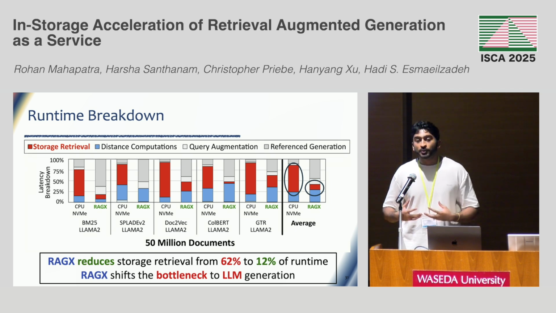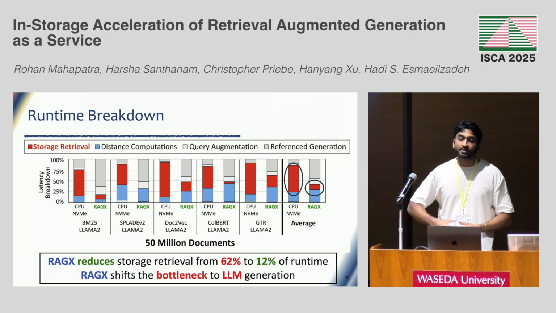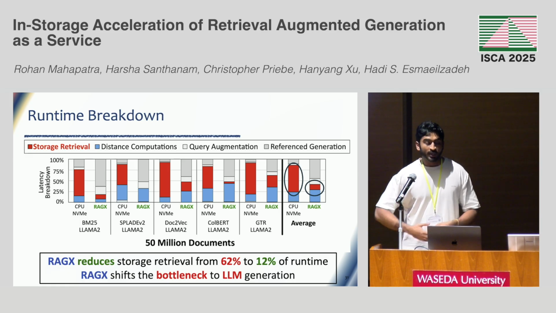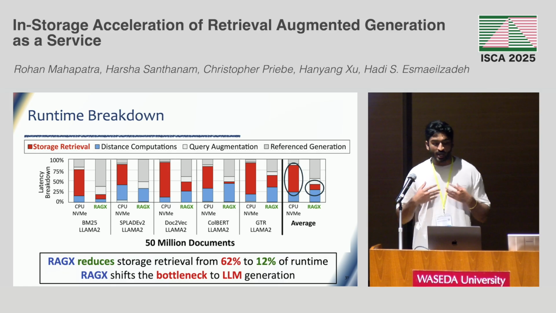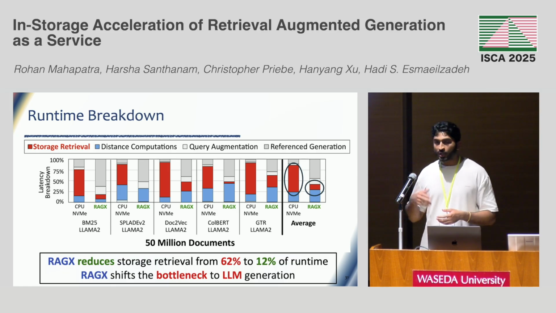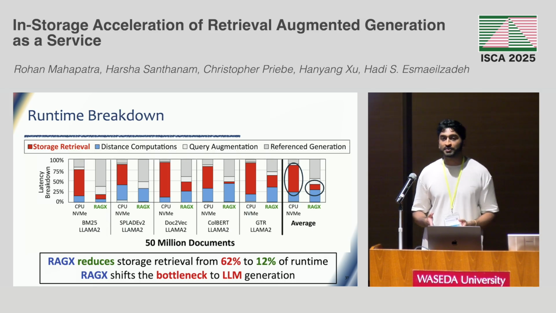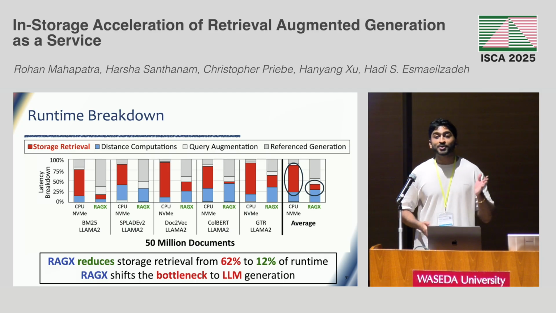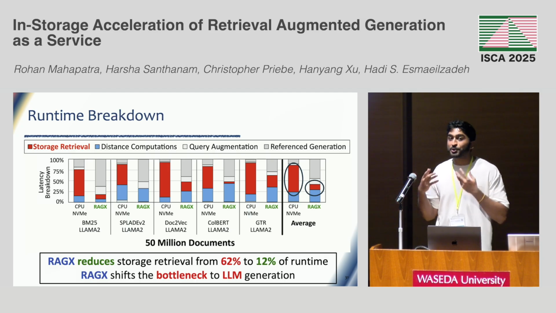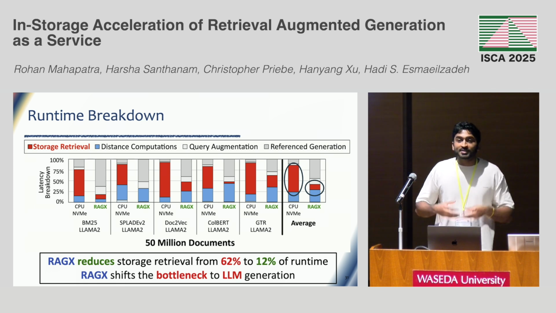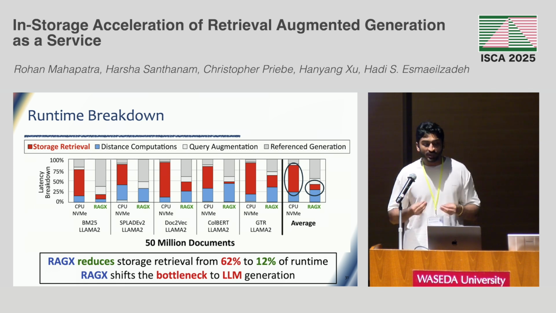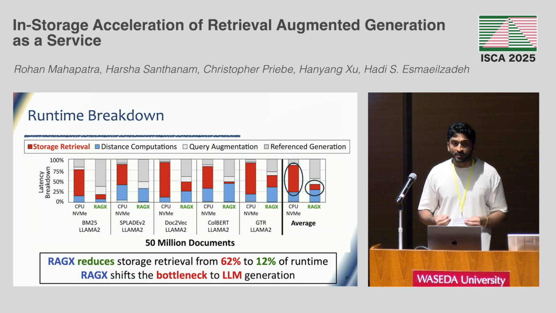To understand where these throughput improvements are coming from, let's look at a runtime breakdown of the full retrieval augmented generation pipeline. Here, we're specifically comparing the runtime breakdown of CPU and NVMe, the baseline, with our system RagX. On the x-axis, we again have our different benchmarks, and the y-axis is the latency breakdown. Looking at the average bars, we see that for CPU and NVMe, the bottleneck is clearly storage retrieval. But for our system, RagX, we drastically shrink this bottleneck, creating actually a new bottleneck, which is LLM generation, kind of showing a full circle moment. This shows that system and architecture co-design can lead to new innovations and new design ideas in different domains.